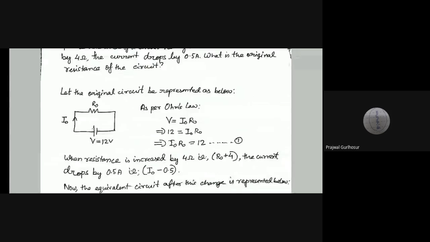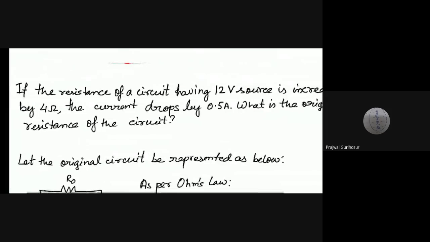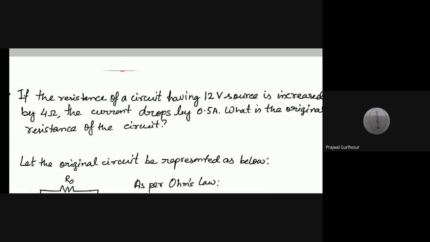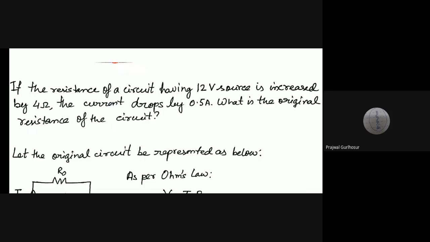Okay, so moving on to the next problem. I'll just show you the problem statement first. This is the problem statement. If the resistance of a circuit having a 12-volt source is increased by 4 ohm, the current drops by 0.5 ampere. What is the original resistance of the circuit?